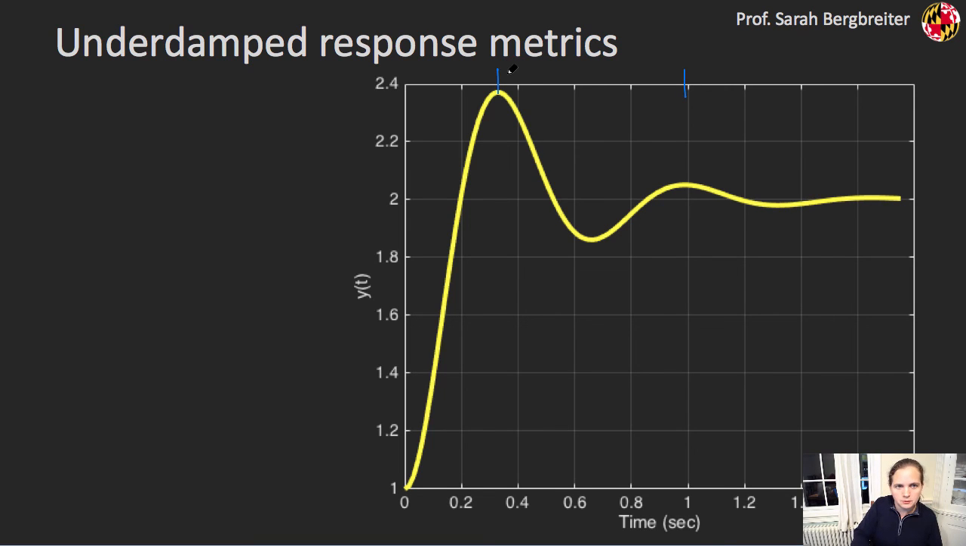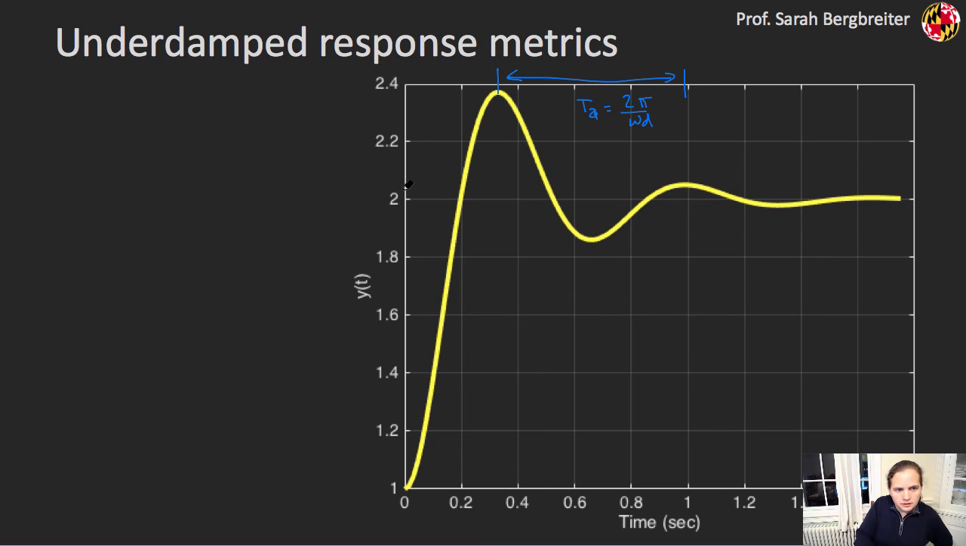And that leads to some metrics that are of interest for our underdamped systems. So I can look at this period here, and this is going to be TD. It's going to be my damped period. And that's going to be related to my damped frequency, omega d. So if I had a response from a second order sensor, I could actually figure out what the damped frequency of that is based on measuring this period right here.